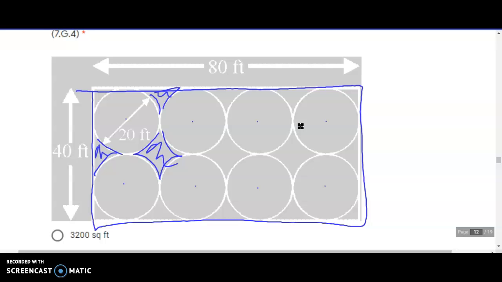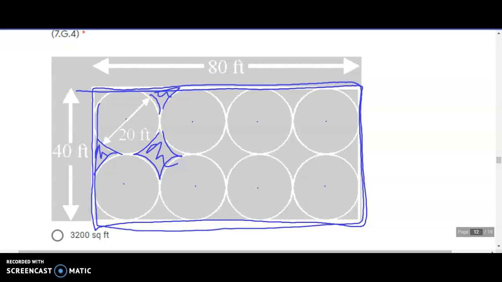So just like all the other problems, we're going to find the area of this entire rectangle and then subtract the area of each of these circles. Now what's nice though is each of these circles is the same size, so we really only need to find one circle, multiply it by 8, and then subtract that. So the first thing we have here is a rectangular area is 3,200 feet squared, because it's 80 by 40.